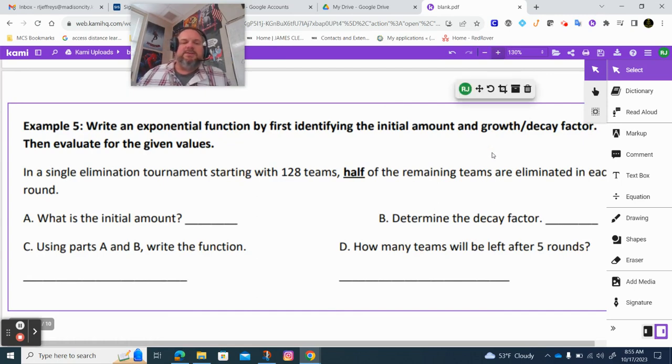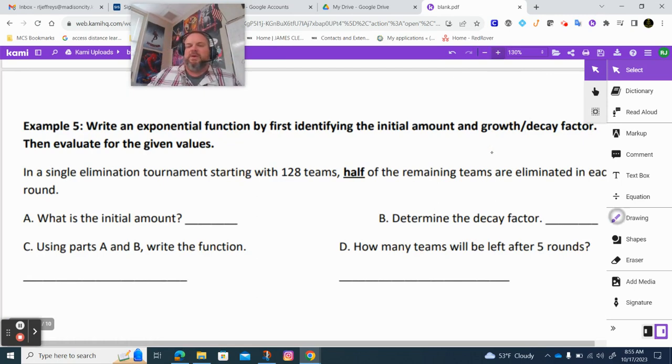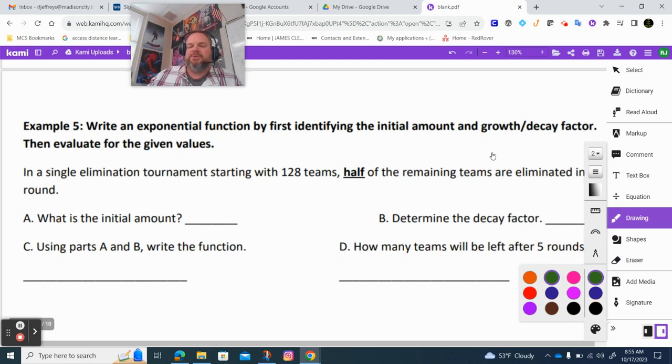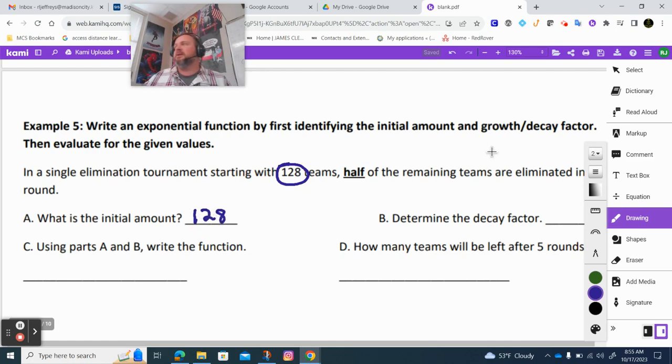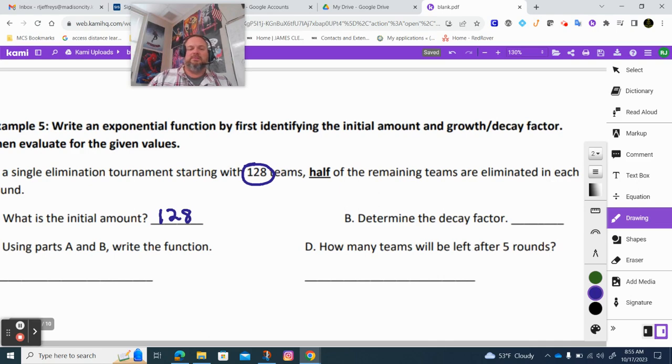So, in a single elimination tournament starting with 128 teams, what would you think our 128 teams be? Yeah, that is our A. That's our initial amount. So, we're going to put 128 right here because that's what we are doing. Half of the remaining teams are eliminated in each round. So, look, it's bolded and underlined.